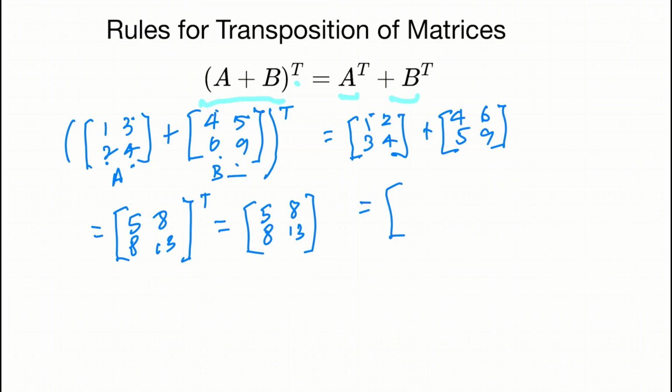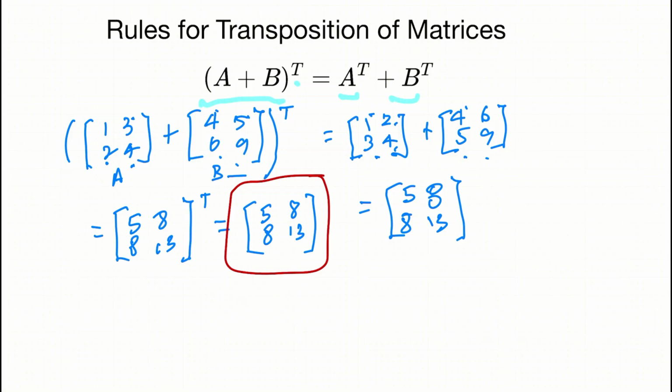So 1 and 4 become 5. 2 and 6 become 8. 3 and 5 become 8. 4 and 9 become 13. And let's verify that this is equal. So we did not prove this result, but we did illustrate it. So that's good.